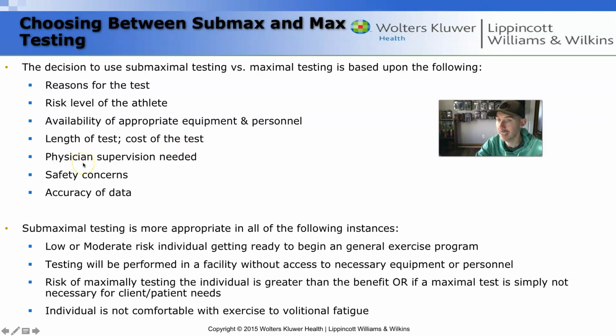Submax tests, because they're less than maximal and there's less risk, you don't typically require a physician to be present. With a max test, you may need that, right? Because there's more risk involved.